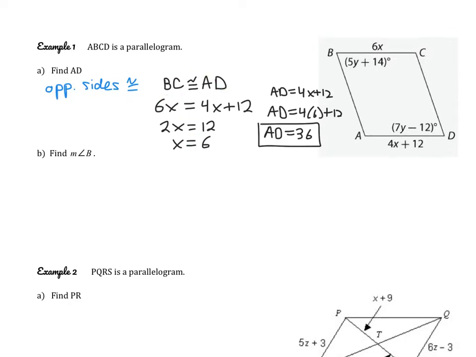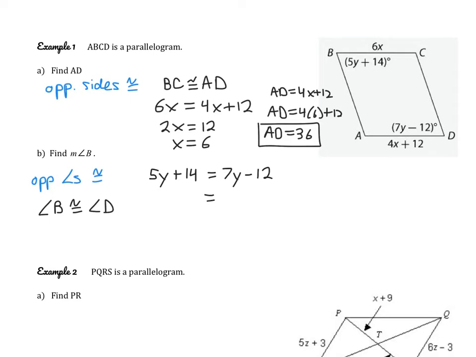then a specific equation. Okay, so for part B, they're asking us to find the measure of angle B. So we know that one theorem about parallelograms is that the opposite angles are congruent. So that allows us to make the statement that angle B is congruent to angle D. Of course, we could also say that angle A is congruent to angle C, but that doesn't really help us find what they're asking. So we're going to make that statement, and then we can make the more specific equation 5y plus 14 equals 7y minus 12.